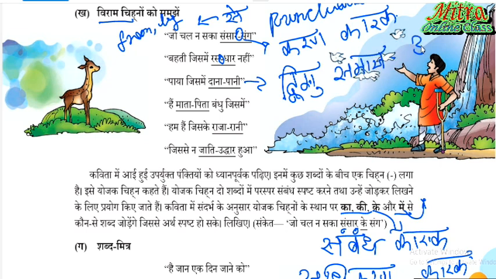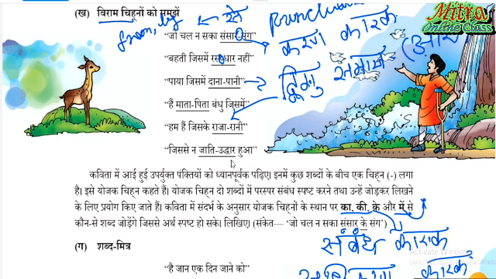This samas is used only here. See here, dana or pani, grains and water. Mata or pita. Raja or rani. So like that they are using, and that is a samas. What kind of samas is it? Dvigu samas. Dvigu means a tukda. Jadi utar. Jadi se utar. Se is a karan karak.